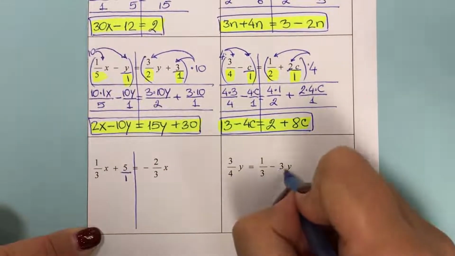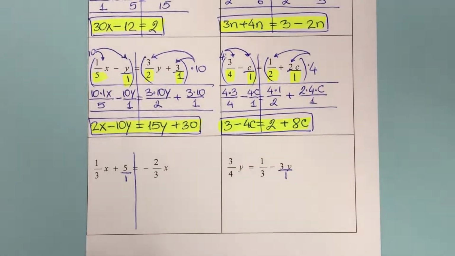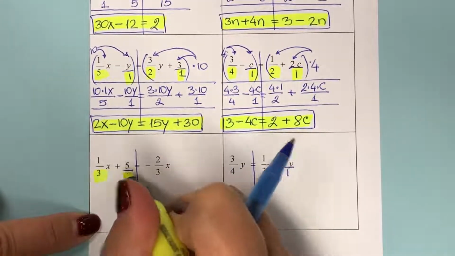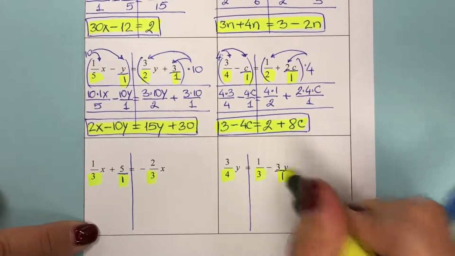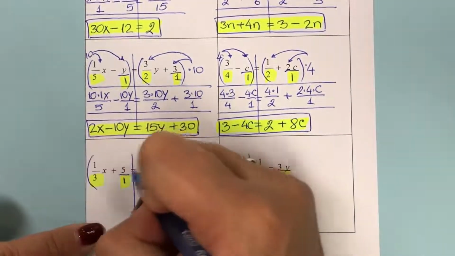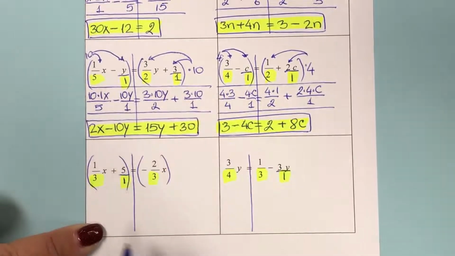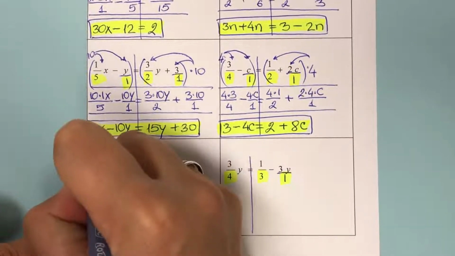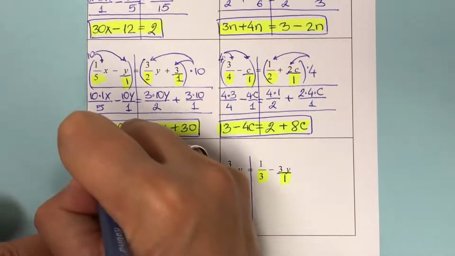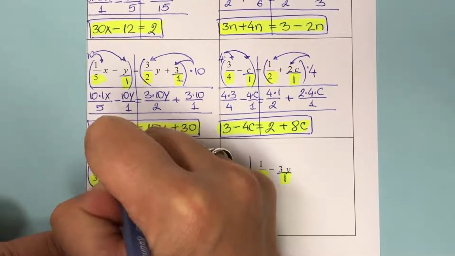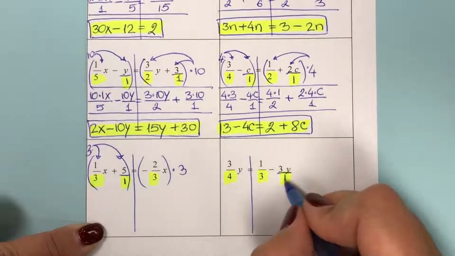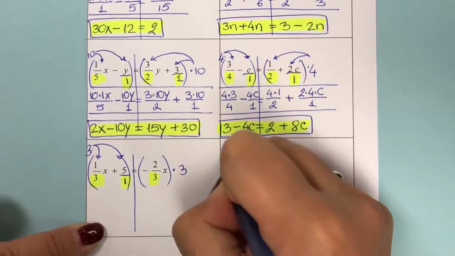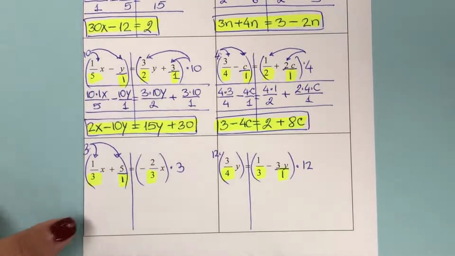Put the 5 over 1. Here we put the 3y over 1. Common denominator. In this one, we have 3, 1, and 3. That will be 3, so multiply both sides of the equation by 3 and distribute. On this side, we have 4, 3, and 1. Common denominator would be 12. Multiply both sides of the equation by 12.